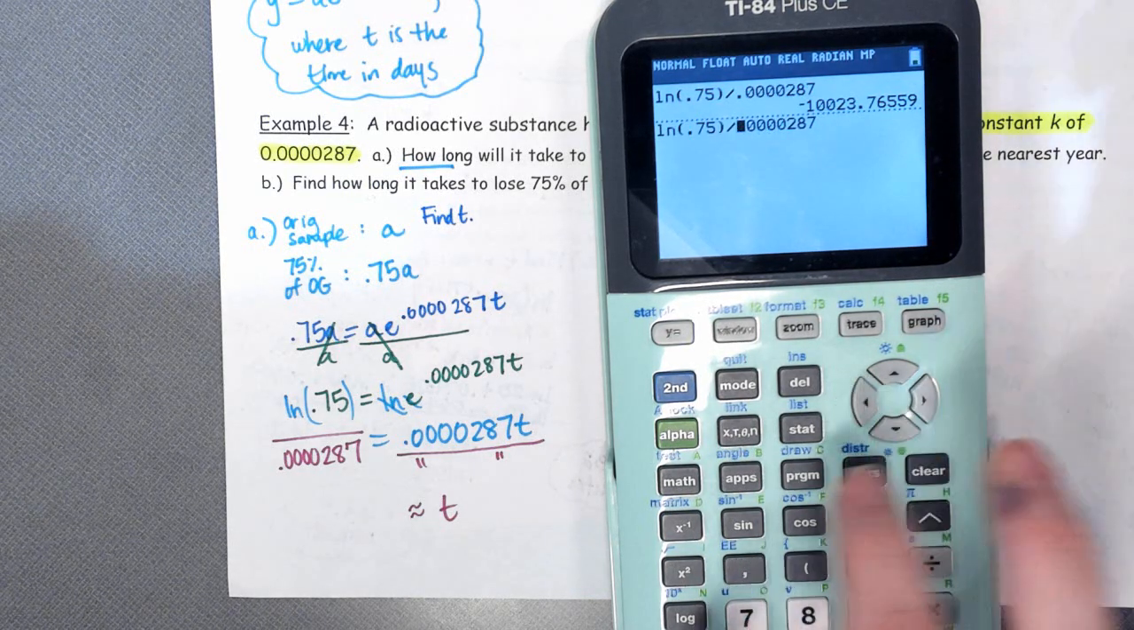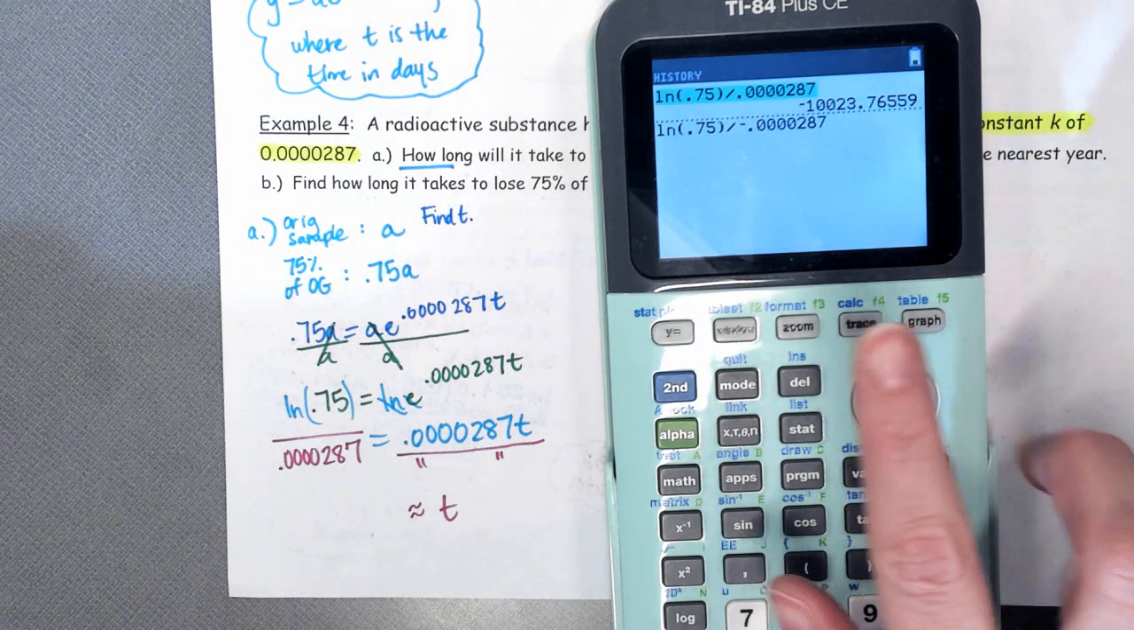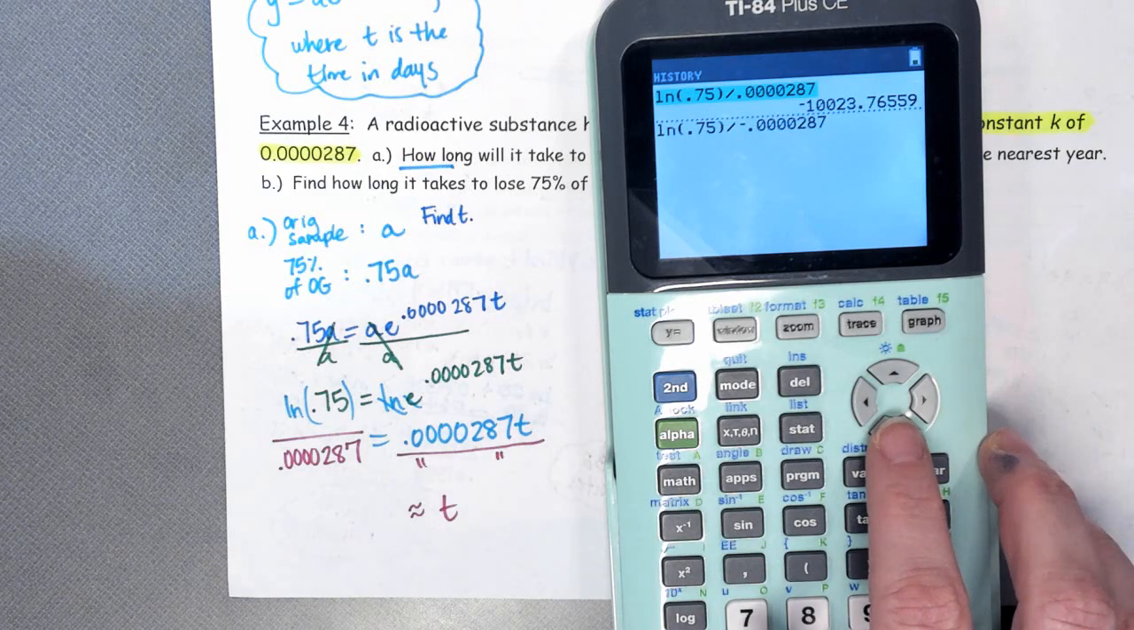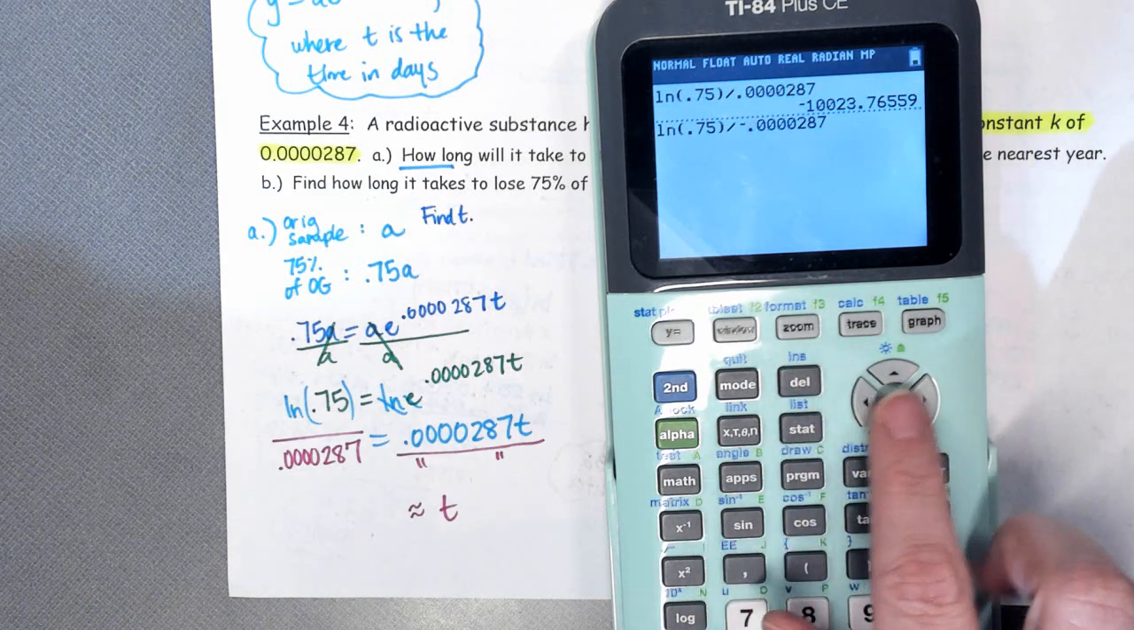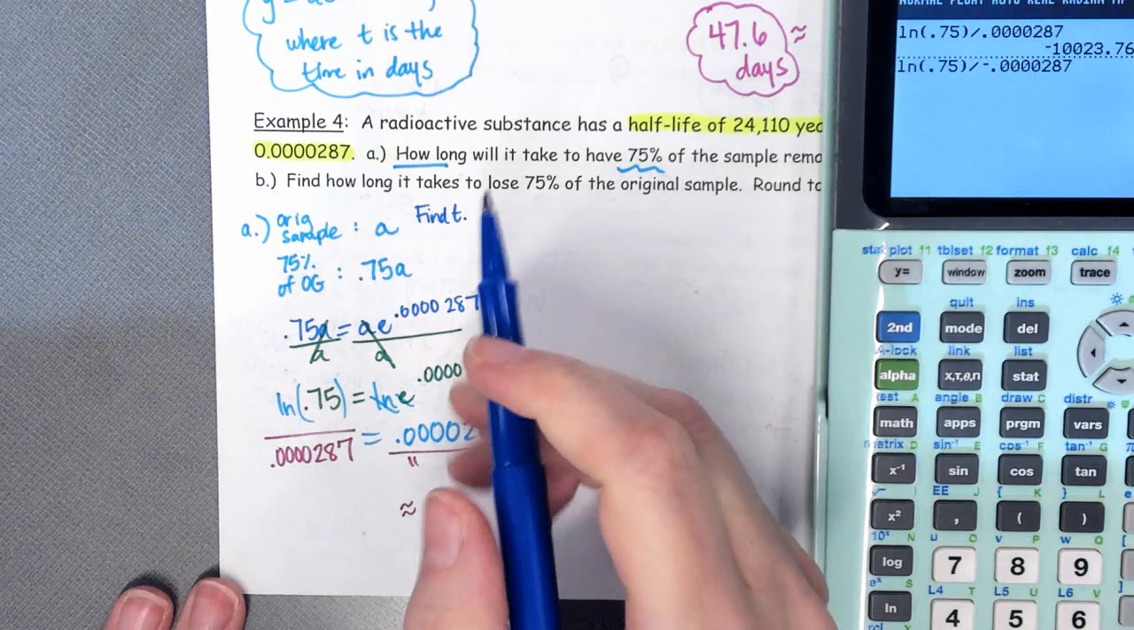That's a long time. How do you copy and paste? So if you have a calculator like mine, you can highlight it. It was supposed to be negative. And then go to insert.